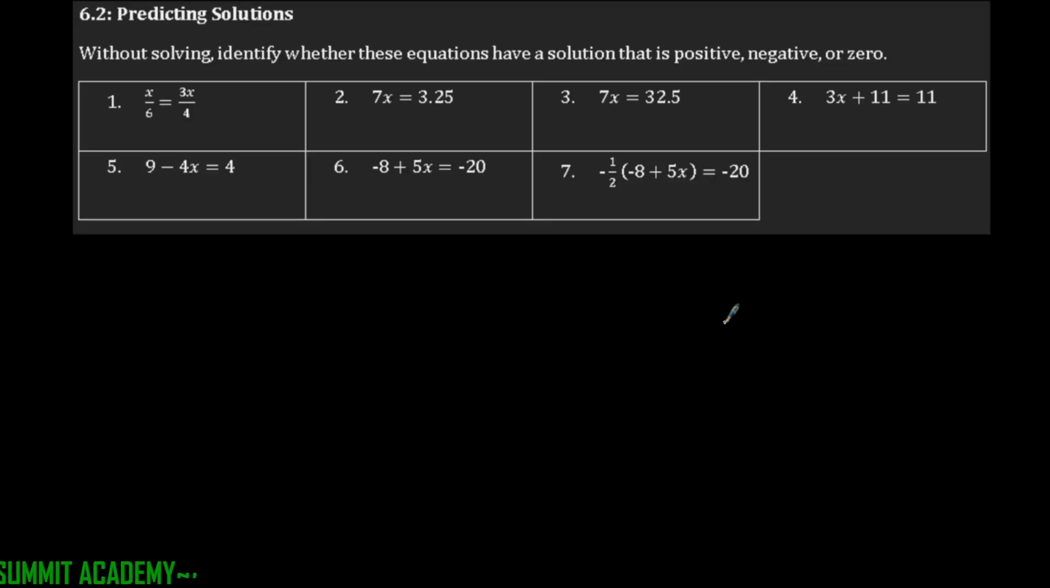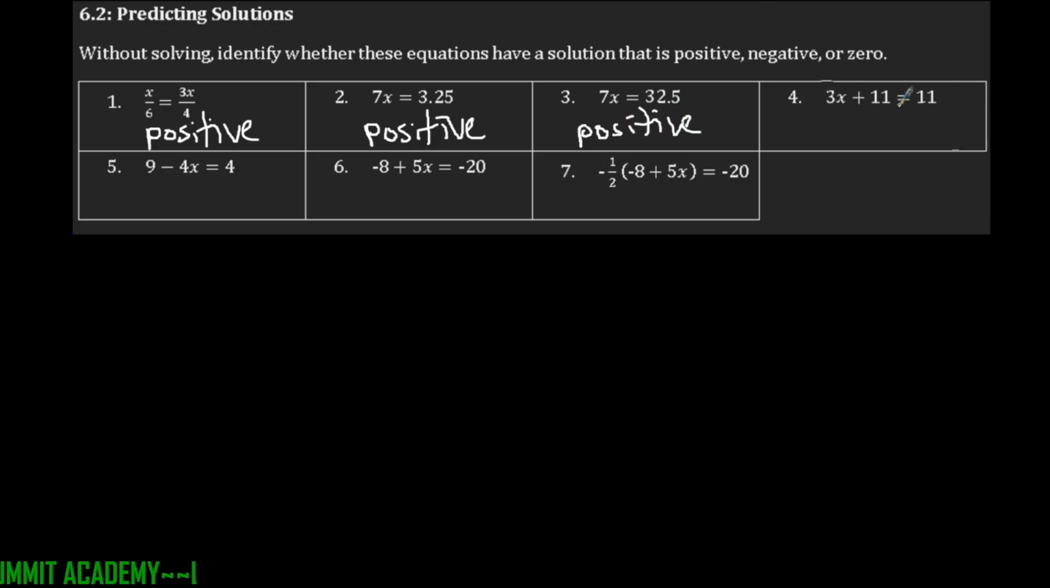The next part says, without solving, identify whether these equations have a solution that is positive, negative, or 0. You can, if you want to, take those first steps in your head. If I look and see, I have a positive x that's equal to another positive x, so that means these are going to be positive. So these first couple are going to be positive, even though I don't have to do any steps to solve them.